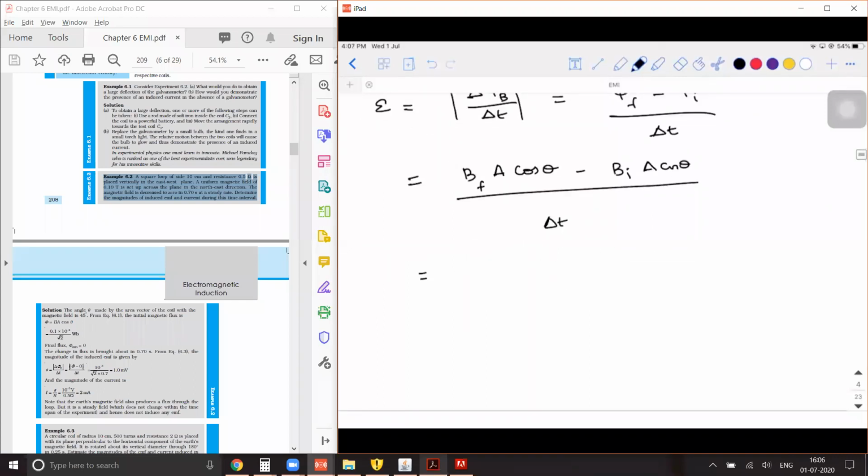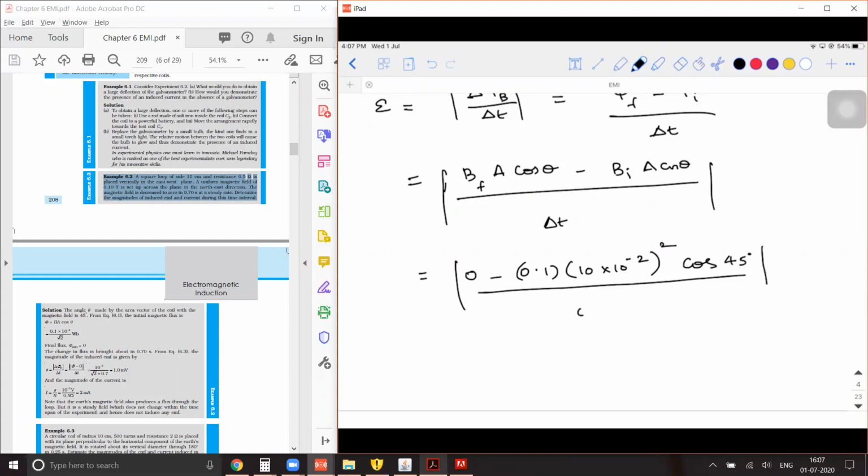So what is the value of area? What is the side of the coil? 10 centimeter. The uniform magnetic field is set up in the plane, and the magnetic field is decreased to 0. So the final value is going to be 0. The initial value is going to be 0.1. 0.1 into area, which is 10 into 10 power minus 2, the whole square, into cos of, what is the value of theta? 45 degrees, the whole divided by 0.7.